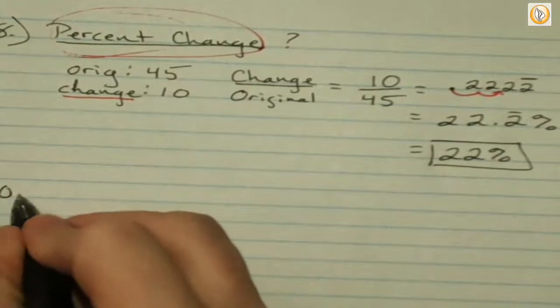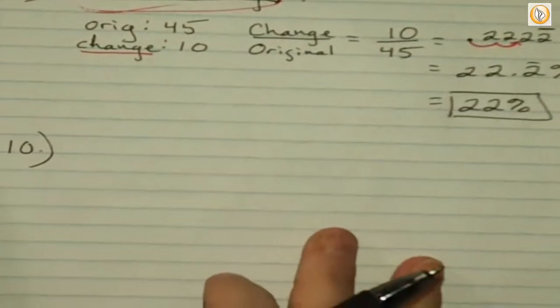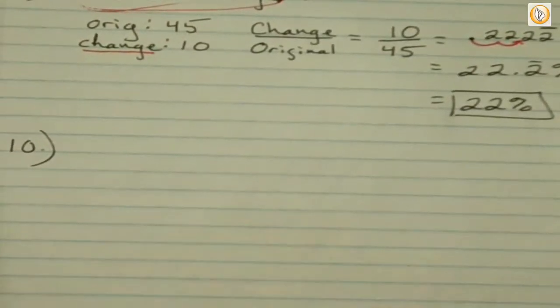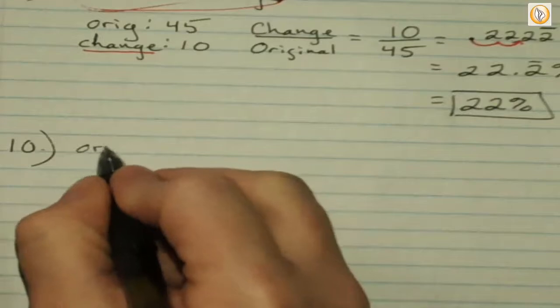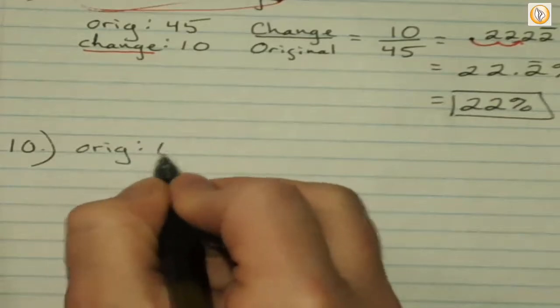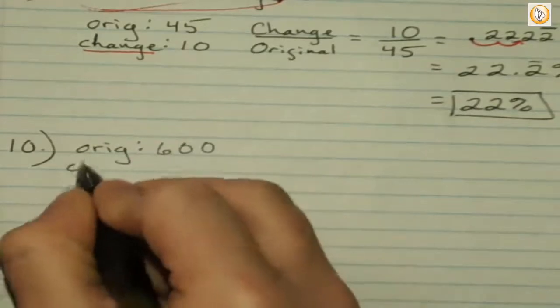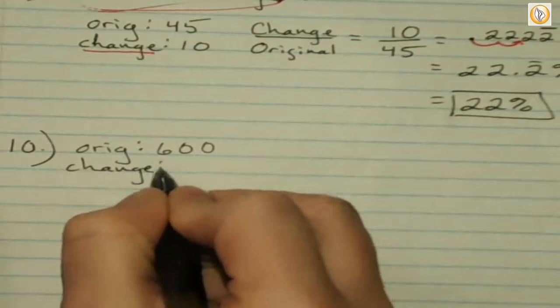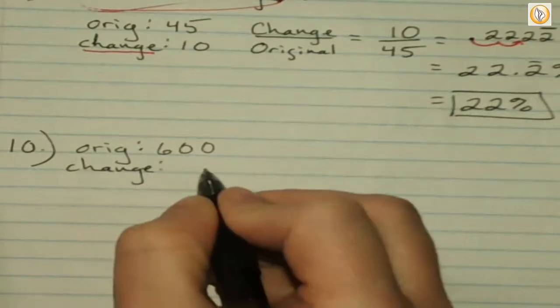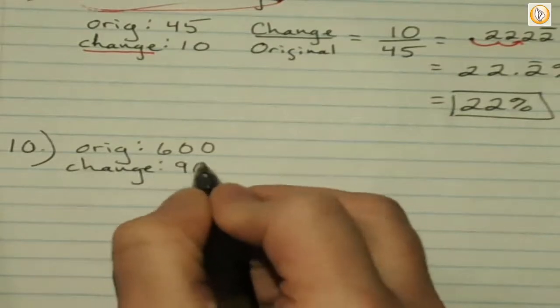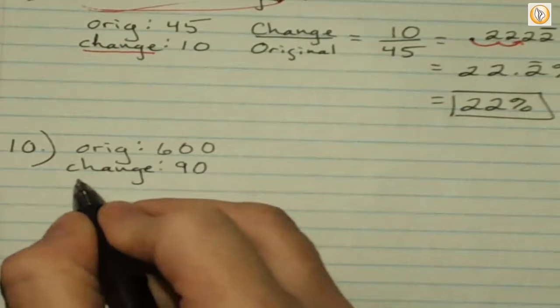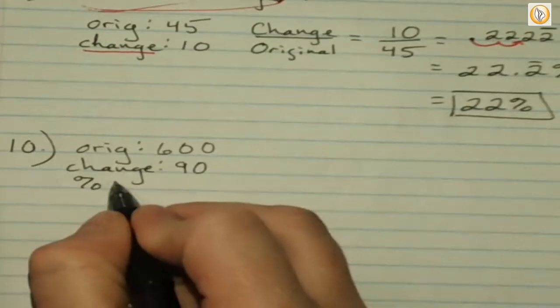All right, look at number 10. All right, again, they gave us the original, 600. They gave us the change, 90. They're looking for the percent.